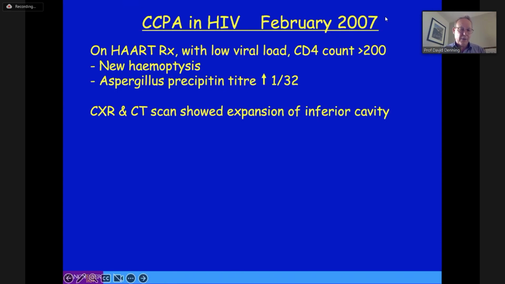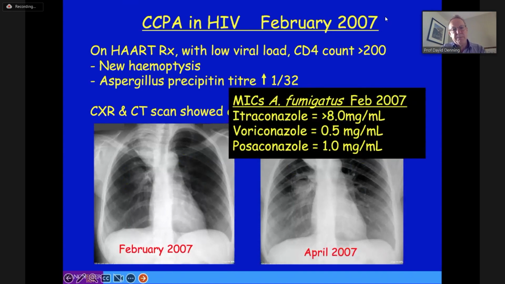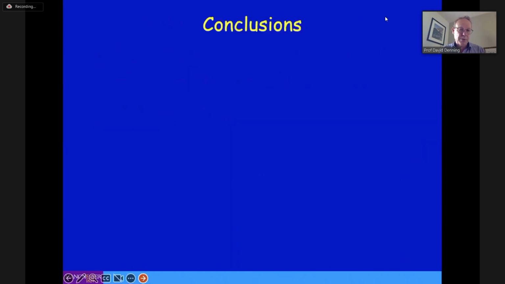Her antibody level has gone up, which is often a clue to failing disease or relapse disease. And you can see that her scan shows that the cavity near the hilum has substantially increased in size. And we grew from her sputum a resistant fumigatus, in this case resistant to itraconazole and posaconazole, but not voriconazole. So she was switched to voriconazole, which we were lucky because many of these strains are not susceptible to that, and she responded to that.